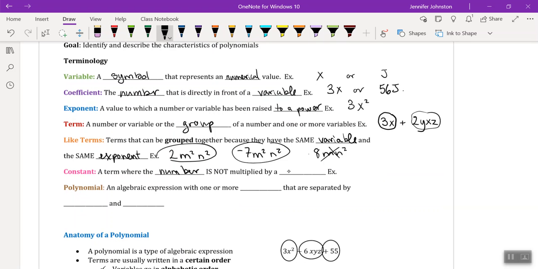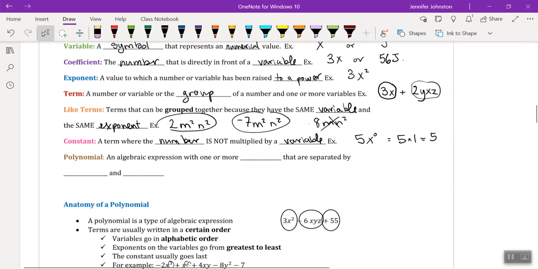A constant is not multiplied by a variable. So there are no variables here, but the variable might be in disguise. For instance, you can have the number 5, but we could have a variable to the power of 0, meaning this would just be 5 times 1, which is 5.